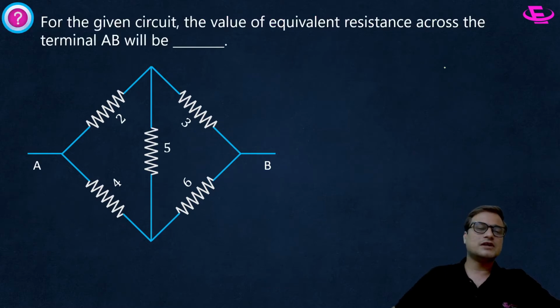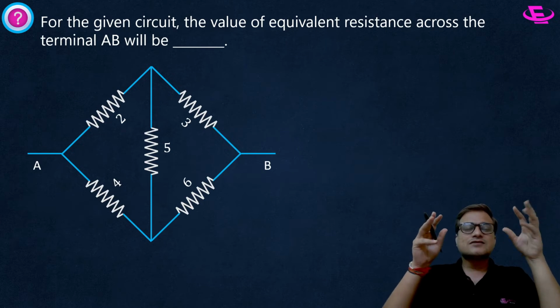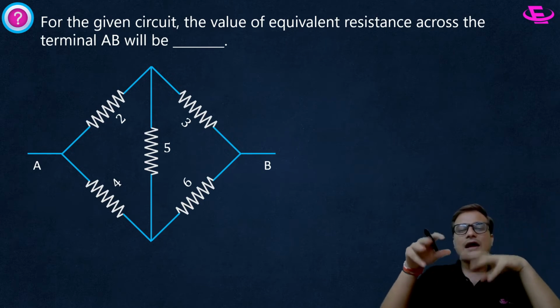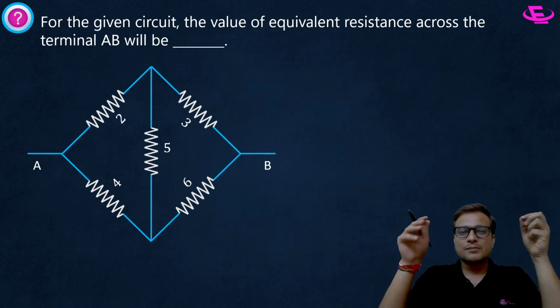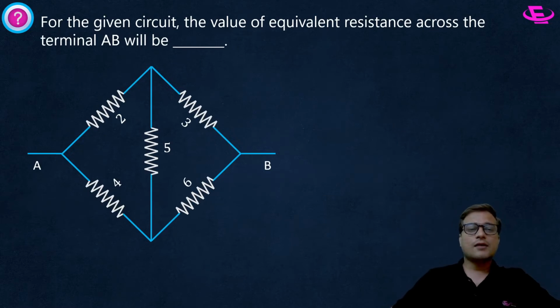This is the balanced Wheatstone bridge connection. If the bridge is not balanced, in that case what will you have to do? You will have to apply Kirchhoff's voltage law. You will have to connect a battery. Then only you can find the resistance. So next come to this circuit.